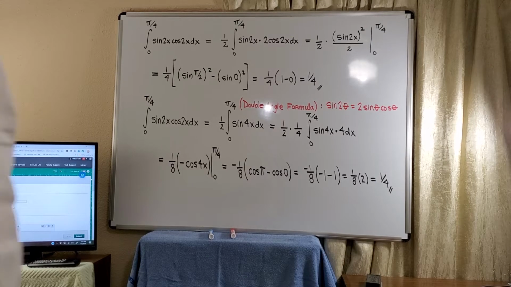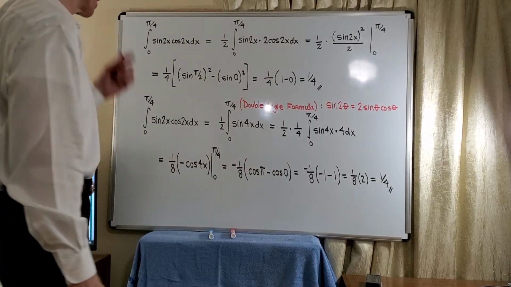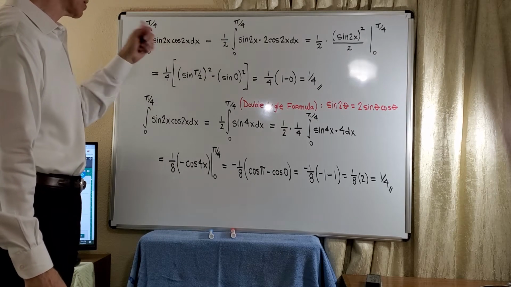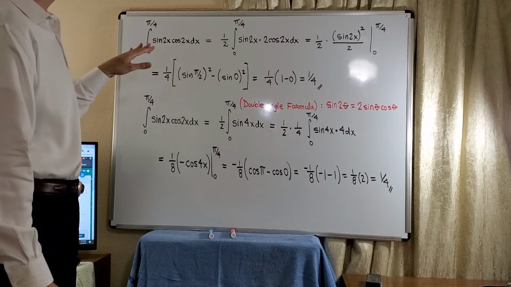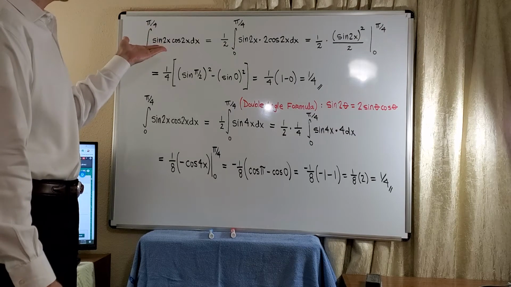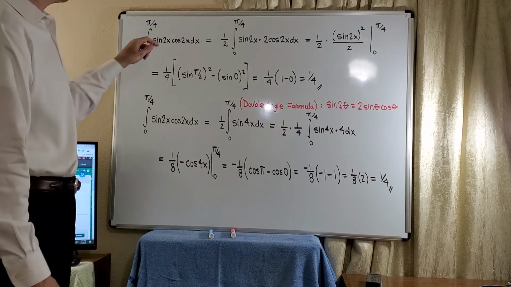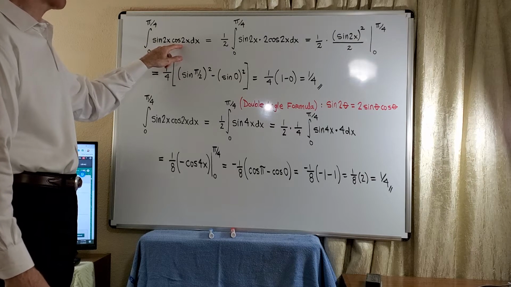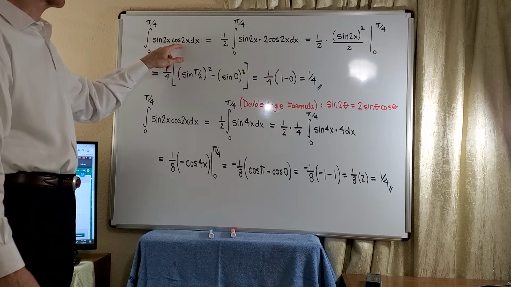Let's look at another definite integral. Here we have the integral from 0 to pi over 4 of sine 2x cosine 2x. Now, you can look at this for the first method as a u du, because we see here that we have basically the derivative of sine of 2x, but we're missing the 2 from the chain rule.